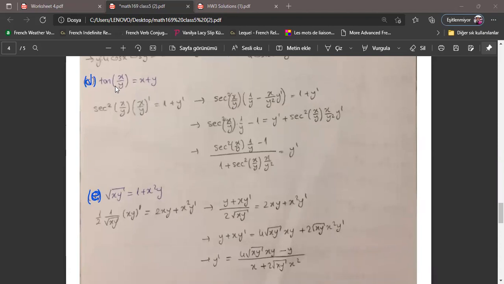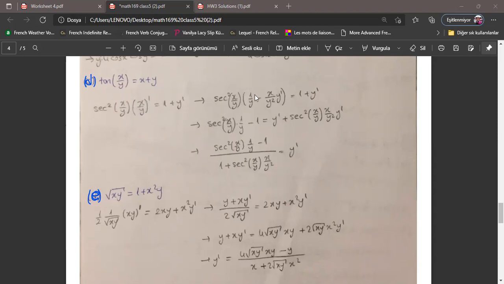Here we're given again tangent of x over y equals x plus y. The derivative of tangent is secant squared, which we did before in the classes. So we get secant squared of x over y times this function's derivative. On the right, we have the derivative of x, which is 1, and the derivative of y, which is y prime.